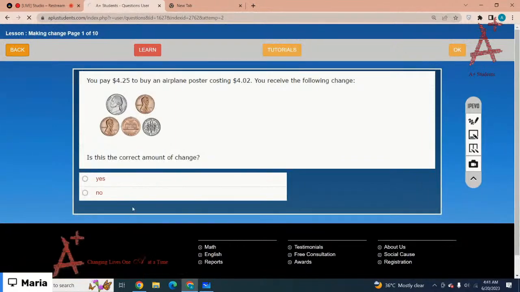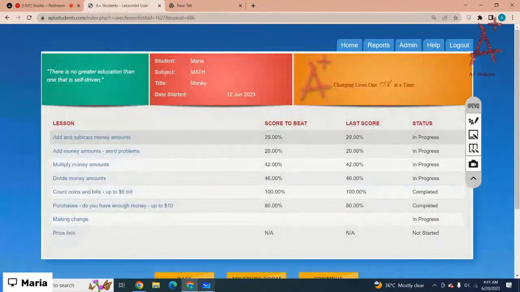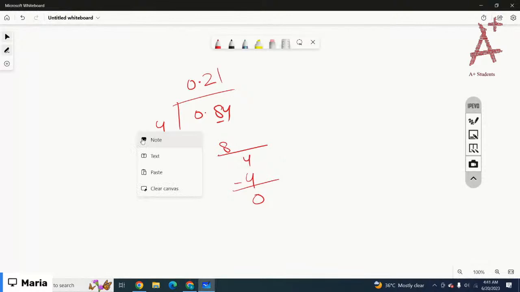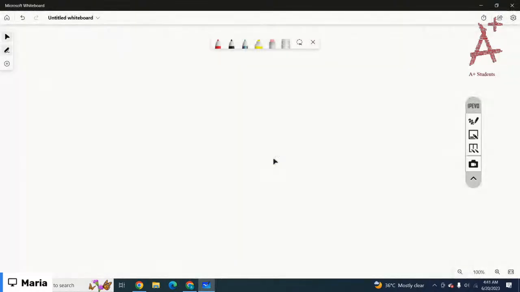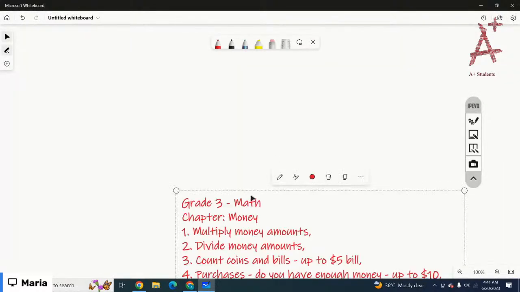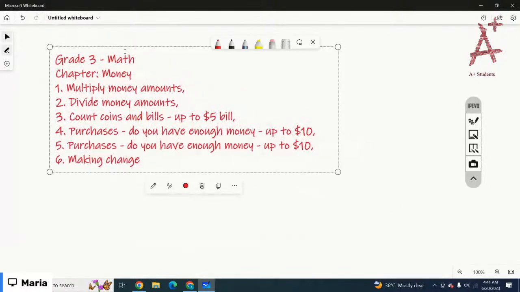It's okay, we will do this lesson next week in the next session. It's a bit tricky and we have very little time to cover it. Got it? So we were working on grade 3 maths, and we are working on the chapter money. The lessons we have covered today are multiply money amounts, divide money amounts, count coins and bills up to $5, and purchases: do you have enough money? Up to $10. Got it?